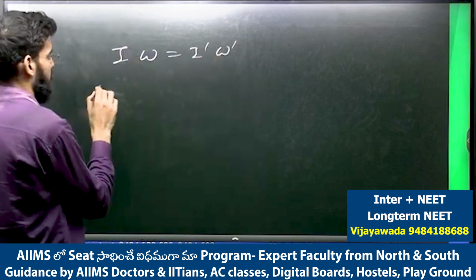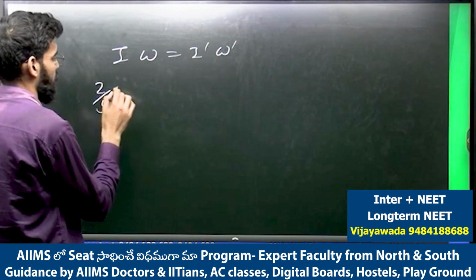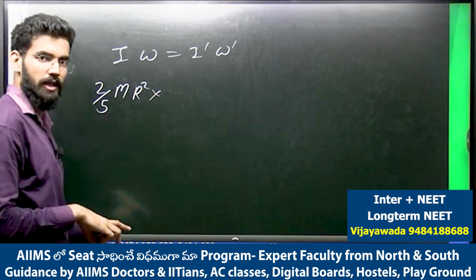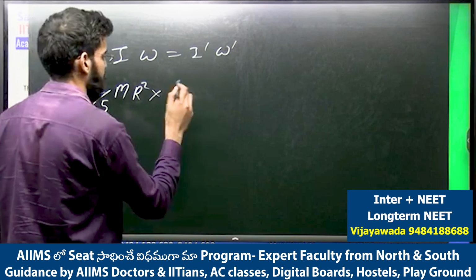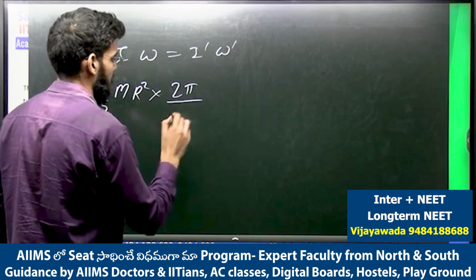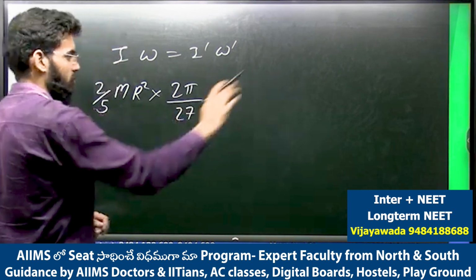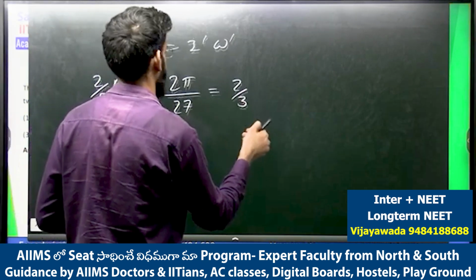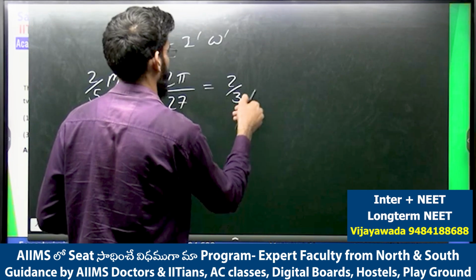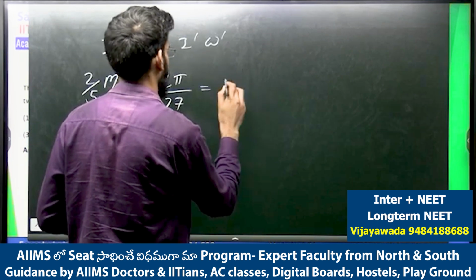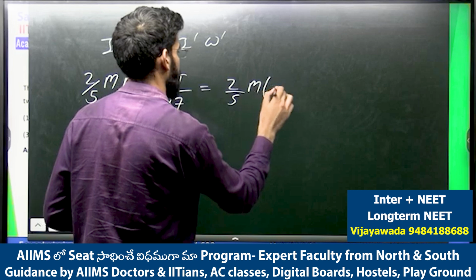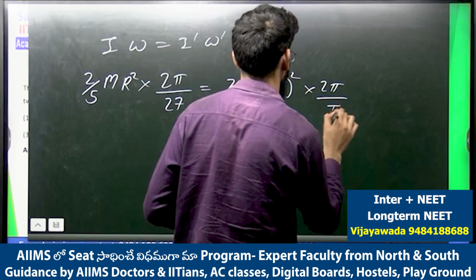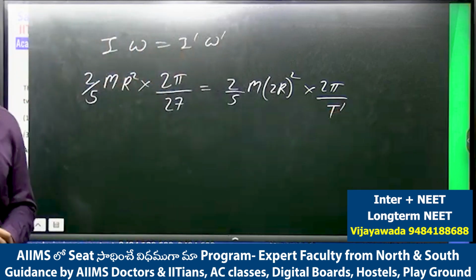Initial moment of inertia I, for a solid sphere, is 2 by 5 m r square. And omega is 2 pi by time period, so 2 pi by time period, which is 27 days. I dash is 2 by 5, mass same, radius became double as you are saying, and 2 pi by time period T dash. That's it, answer came.